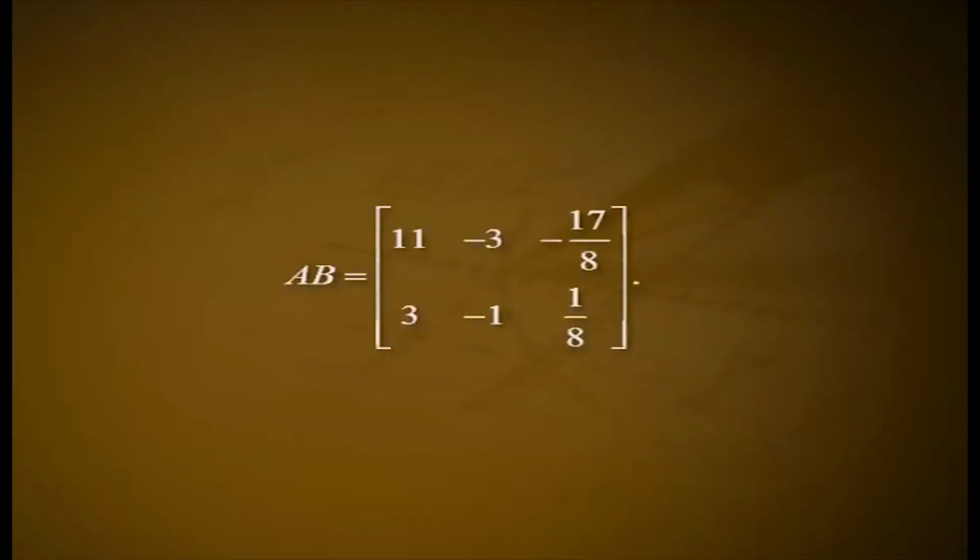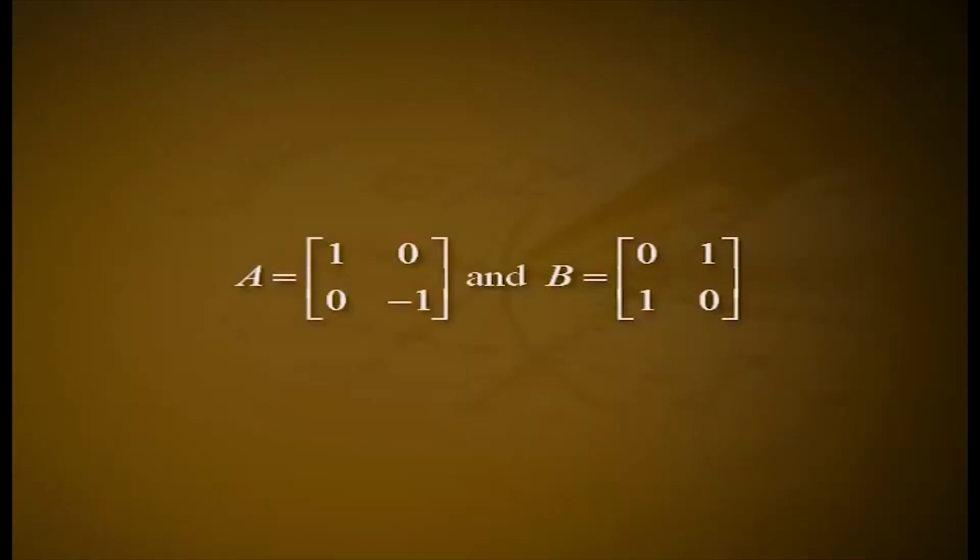Also, we note that AB can be evaluated to obtain AB is equal to matrix 11, minus 3, minus 17 by 8, 3, minus 1, 1 by 8. However, B is not conformable to A for multiplication because the number of columns of B is 3, which is not equal to 2, the number of rows of A. Hence, the matrix multiplication BA is not defined in this case.